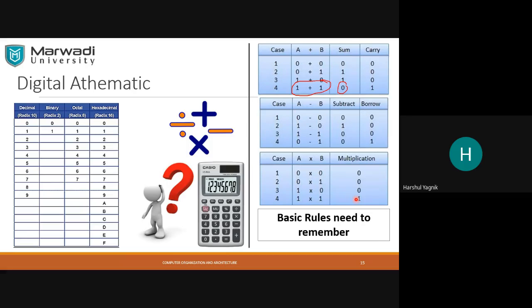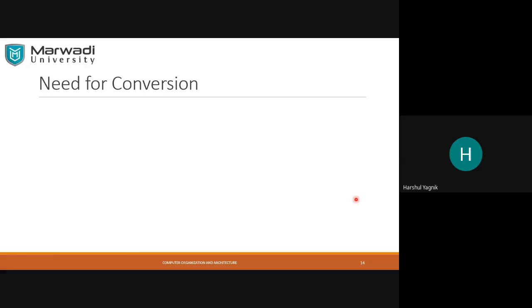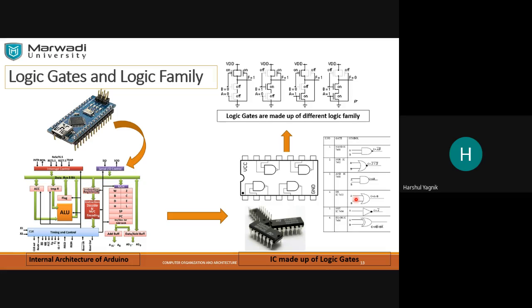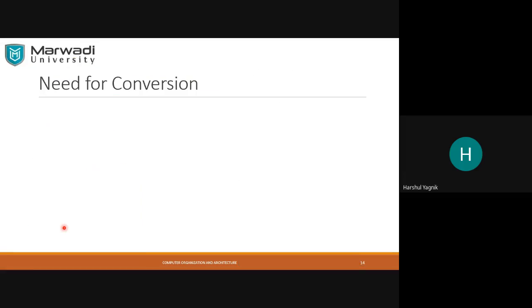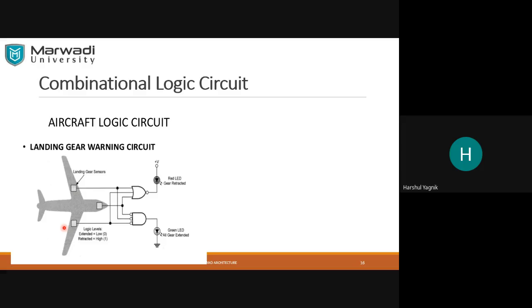But in the case of computers, we only have binary, only ones and zeros. So using this logic, digital arithmetic logic, and using the logic gates, different circuits are fabricated. They are used for construction of microprocessors. Some circuits are called combinational circuits.